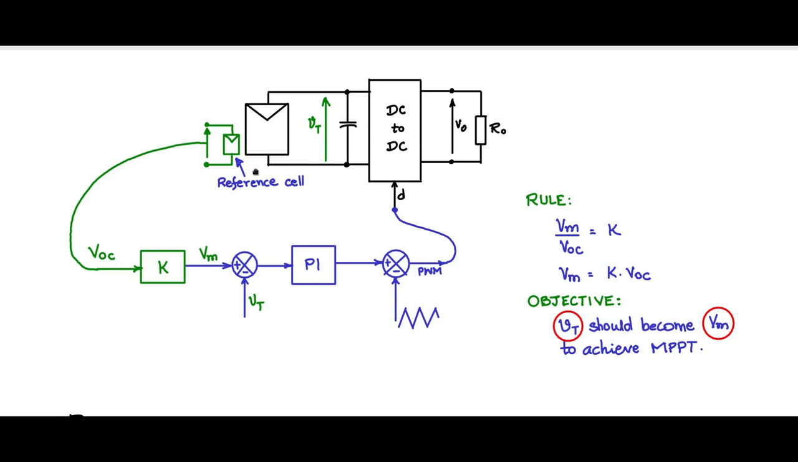Now the question is, can we eliminate this reference cell and get a signal which will represent the VOC of the actual PV array, which is delivering power to the load? If we are able to do that, then we are one step closer to a much more accurate MPPT algorithm. Let us now look at how the sampling method is done to perform maximum power point tracking.